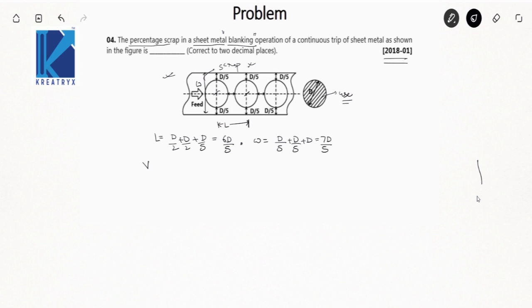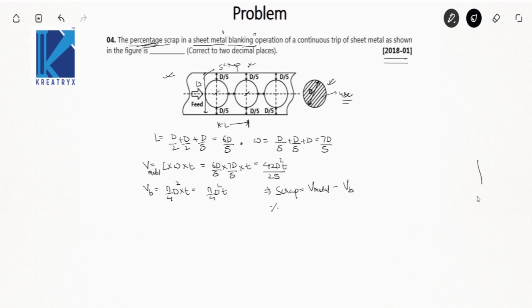So what is the volume of metal in one punch, or I can say one blanking operation? The volume of the metal is L into W into thickness. Thickness is not given, so I am taking it as T. So it is 6d/5 into 7d/5 into thickness, which is 42d²T/25. This is the volume of metal. Now the volume of blank is π/4 into d² into T. So what is scrap? Basically scrap is V_metal minus V_blank.